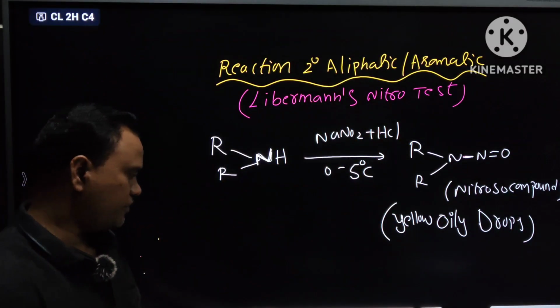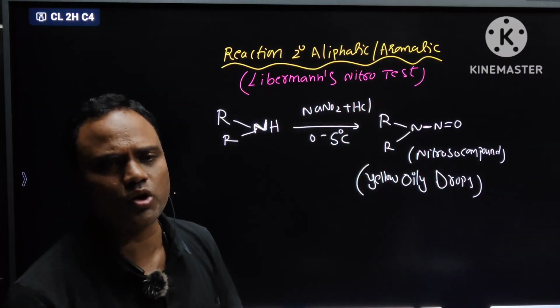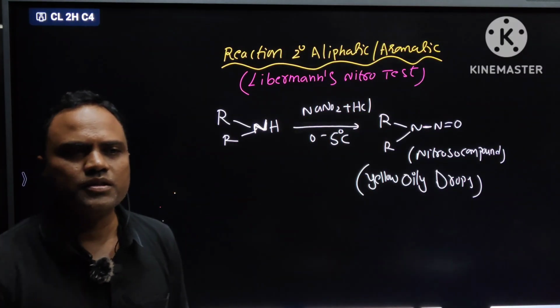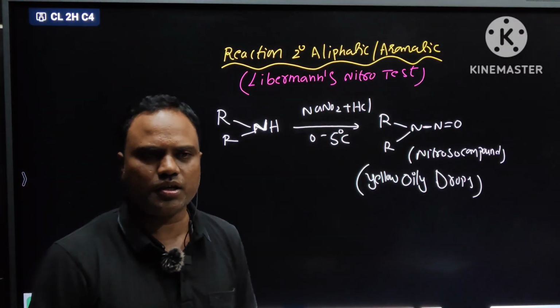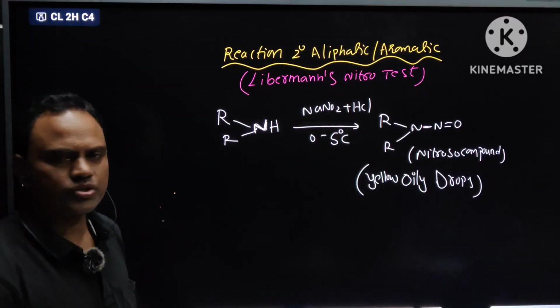This is also very important. Identify the amine which gives yellow oily drops when treated with NaNO2 plus HCl. Which amine? Secondary aliphatic and secondary aromatic. Both. Alright, let us see the reaction, one example.